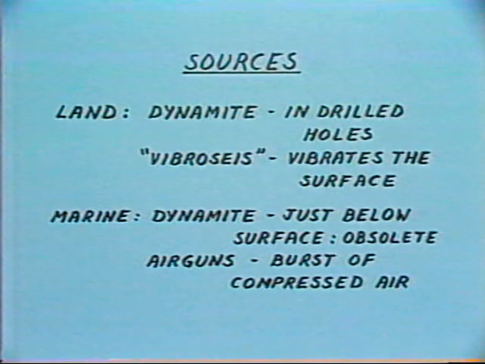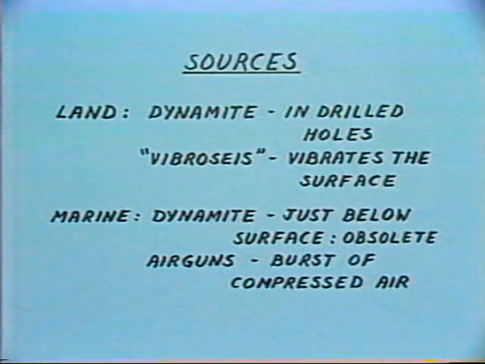Probably about 50% of the seismic exploration on land still uses dynamite as the source of energy. Another method that is gaining popularity for land exploration is the vibroseis method. In this method, a large machine is used to vibrate the surface of the earth rather than giving a sharp impulse as you would obtain from dynamite.